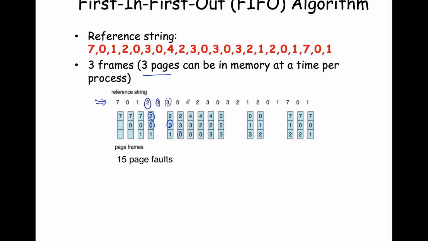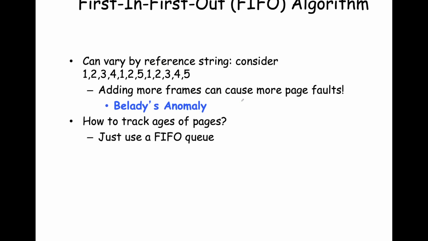And then we have a reference to 4, and this FIFO continues. Each time we do this, each one of these blue boxes represents a page fault, because we're replacing a page in this FIFO order. And so if you count these up, it's a total of 15 page faults using this first in, first out page replacement selection approach. And this can vary if you change the reference string.